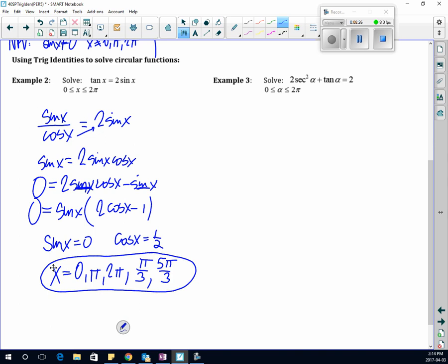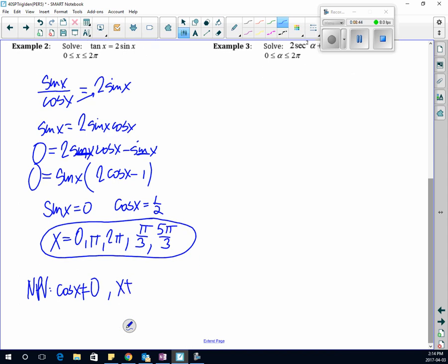Okay, were there any non-permissible values there? Yeah, cos x, so NPV, cos x cannot equal 0, which we know is not going to come into play, but let's just do this for fun, which means x cannot equal what? Yeah, pi over 2 and 3 pi over 2.